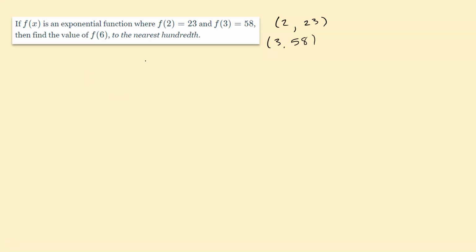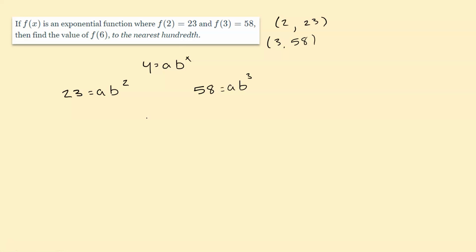So the way we want to do that is we want to, again, take our standard form, and come up with an equation based off the information we're given. So we can take 23 equals a times b to the 2 power, and we also got 58 equals a times b to the 3rd power. So we're just plugging these 2 points into our standard form, our general form.